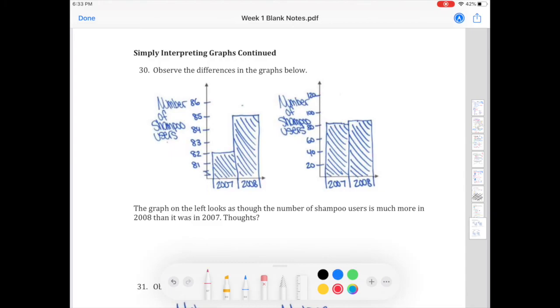So interpreting graphs continued, just so you don't get deceived by any graphs. So 30 says, observe the differences in the graphs below. They have the same y-axis, number of shampoo users, but the graphs look significantly different for 2007 and 2008. If you look, it says the graph on the left looks as though the number of shampoo users is much more in 2008 than it was in 2007. Thoughts? So just kind of look at the two graphs for a minute. I'll give you some time to think about it, and you can pause it if you need some more time. But why might it look so drastically different in the left graph versus the right graph?